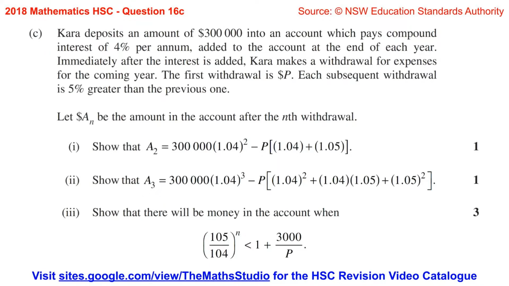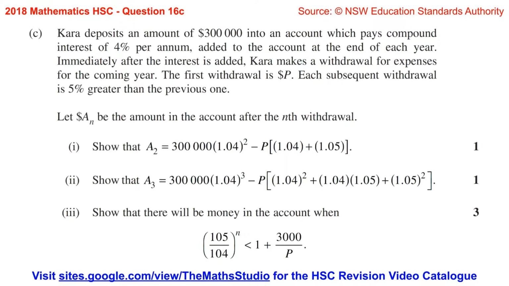Question 16c. Kara deposits an amount of $300,000 into an account which pays compound interest of 4% per annum added to the account at the end of each year. Immediately after the interest is added, Kara makes a withdrawal for expenses for the coming year. The first withdrawal is P dollars. Each subsequent withdrawal is 5% greater than the previous one.